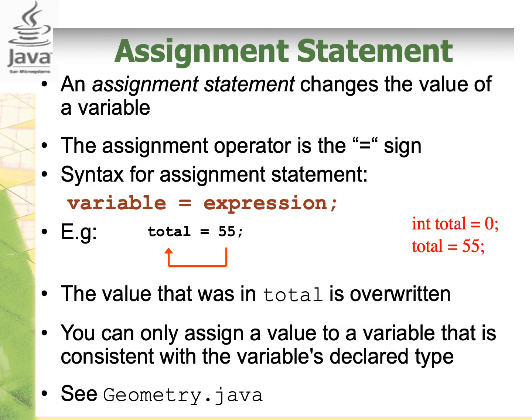Now let's look at the assignment statement. An assignment statement changes the value of a variable. The assignment operator is the equal sign. The syntax for it is variable equal expression. For example, if we have int total equal to 0, then total equal to 55, the value that was in total is overwritten from 0 to 55. We can only assign a value to a variable that is consistent with the variable's declared type. That means we cannot have total equal to 1.2 because int cannot have any decimal point number.